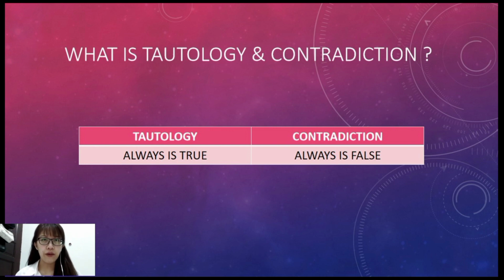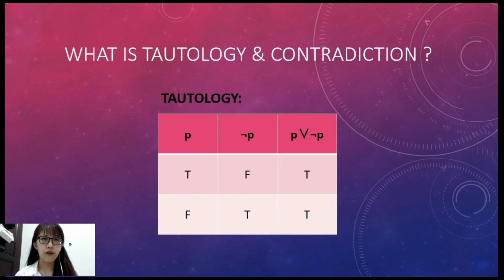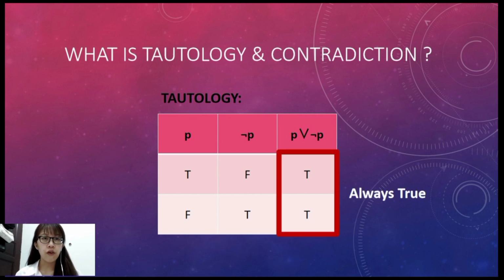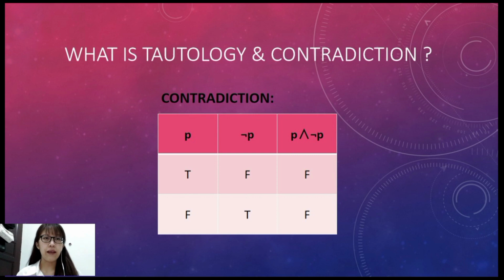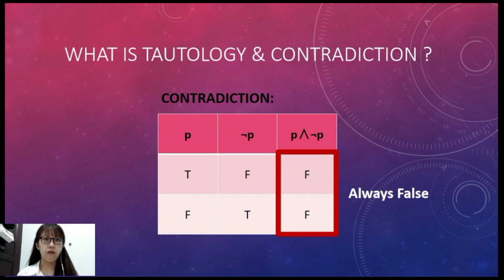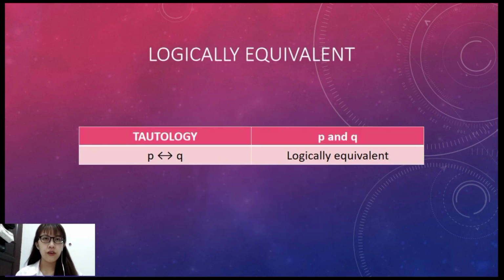Let us see the example. Why is P or negation P true? Because a disjunction is true if one or both variables are true. So you see that it is always true in the truth table. That's called tautology. Why is P and negation P false? Because a conjunction is true only when both variables are true. That is why this is always false. They call it contradiction.